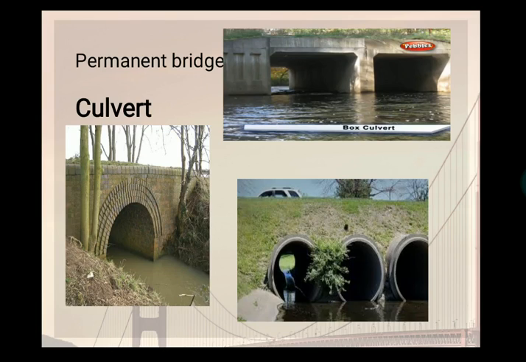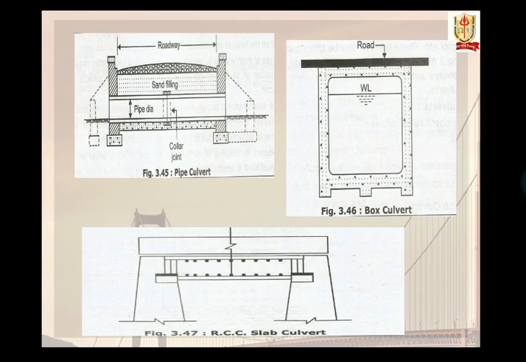Slab culverts. Slab culverts are generally adopted for a maximum span up to 2.5 meters. In these cases, a stone slab or RCC slab is directly placed as a simply supported beam on piers or abutments. This slab forms the superstructure. Parapets and wing walls may also be provided, as in the case of a permanent bridge.